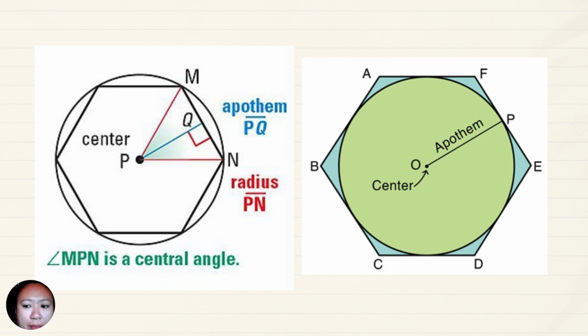PQ from the first figure and OP from the second figure are the apothems. OP is also the radius as well as the apothem of the inscribed circle. As you can see on the second figure, take note that PQ in the first figure is only an apothem and not the radius since the circle is circumscribed.